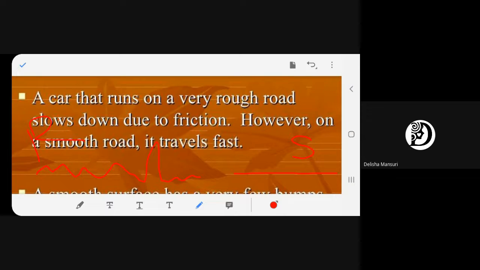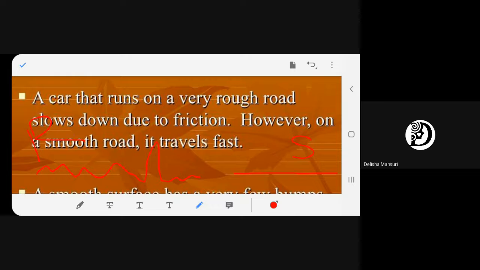A car that runs on a very rough road slows down due to friction. Why? Because the friction is more. The force is more. Okay, and on a smooth road it travels fast. Beta, on smooth. Yes, sorry, ma'am. You need not say sorry, beta. Just learn. If you really feel sorry, ma'am, you will learn the right things. Okay, beta?